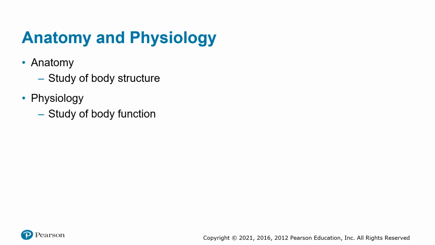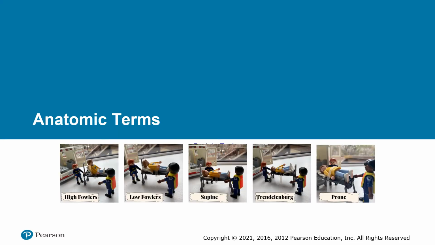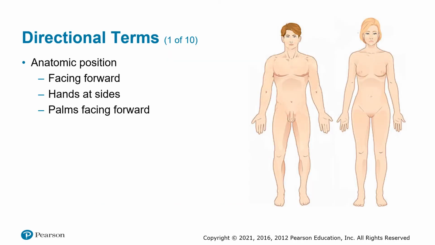So, anatomy and physiology. Anatomy is the study of the body structure, and physiology is the study of the body function. Okay. Anatomic terms. We went through these back in lifting and moving. High Fowlers, low Fowlers, supine, Trendelenburg, and prone. So just be aware of those things. We'll talk about them here in just a second.